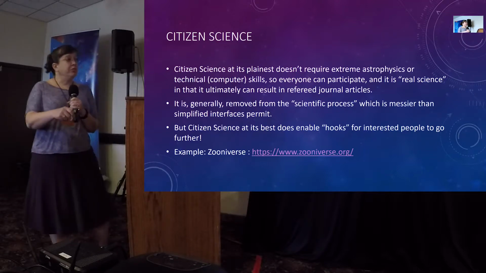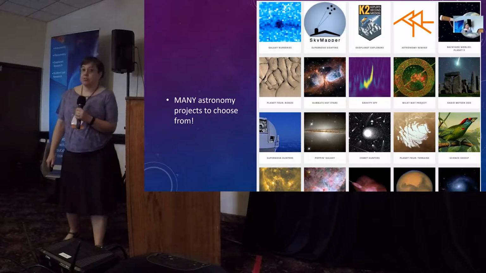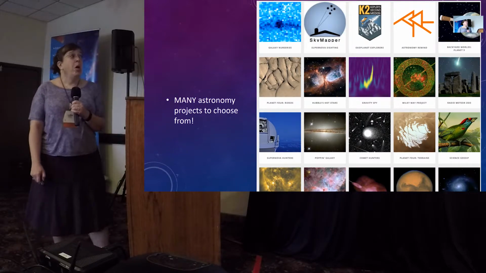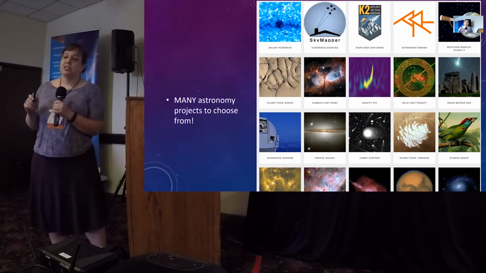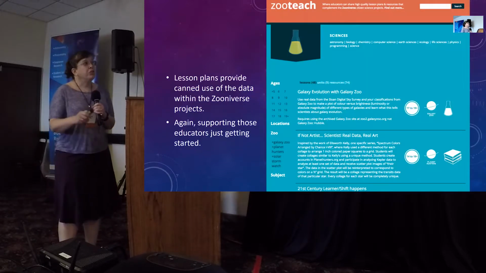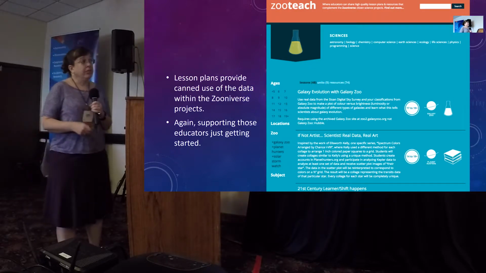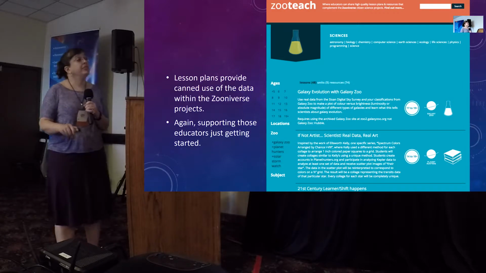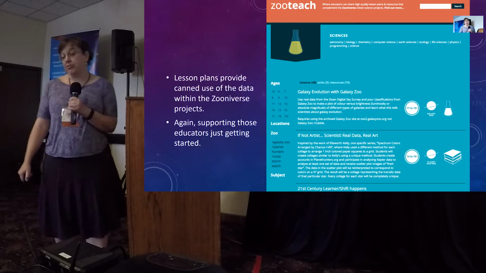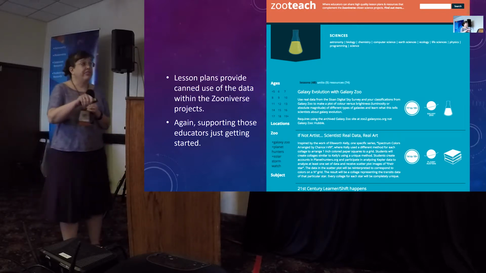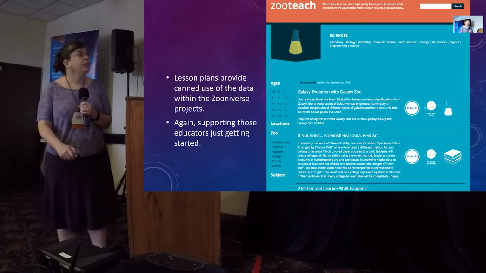So you probably are familiar with Zooniverse. Zooniverse has many, many different astronomy projects to choose from. But one of the things I really like about Zooniverse is that it gives you hidden hooks with ways to go further. So again, following the philosophy of reaching as many people as possible, you might not know, because I only relatively recently learned, that Zooniverse has an enormous quantity of already developed lesson plans that fit into their program. And so again, that's supporting educators who are just getting started with using astronomy and data.